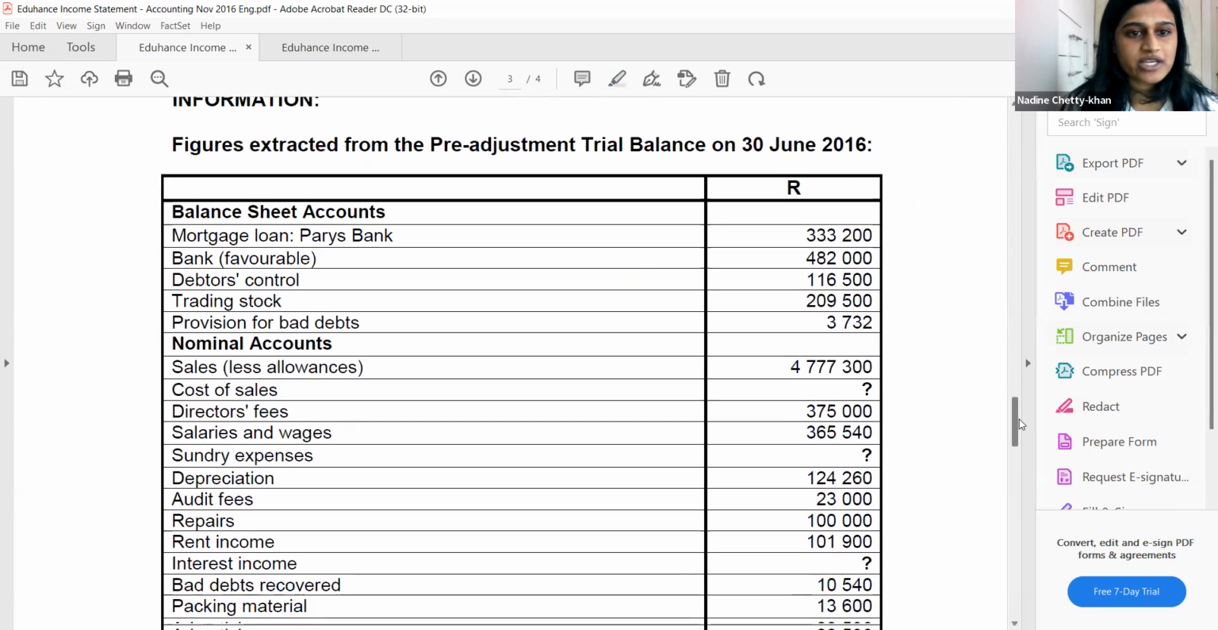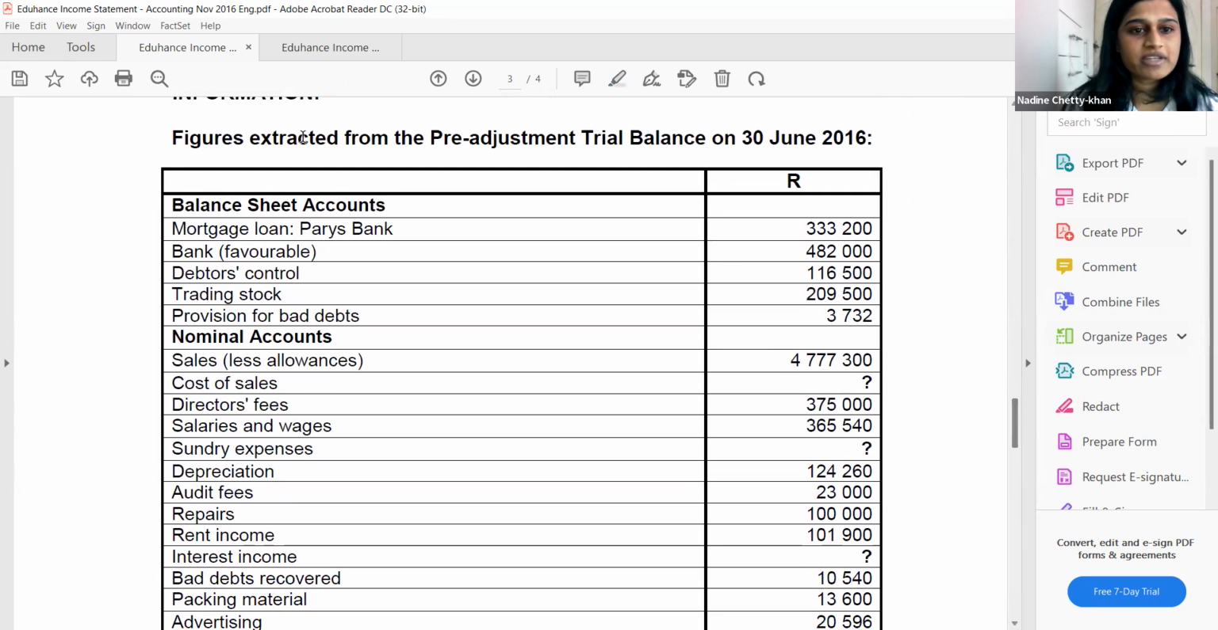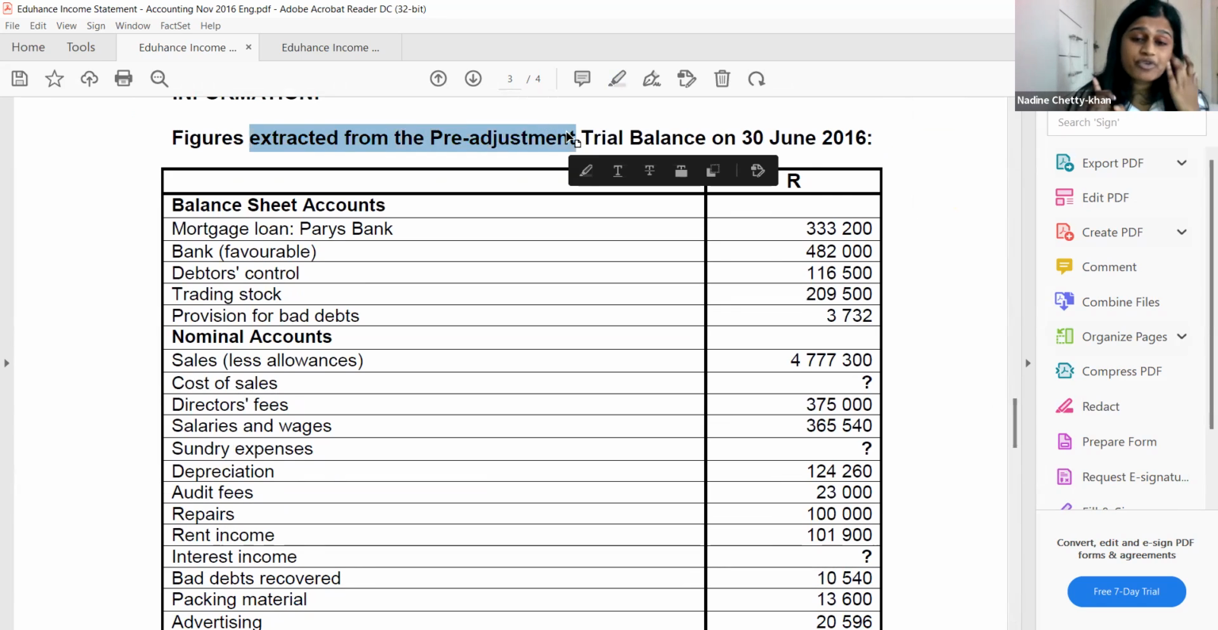Here you're given some figures that we're going to chat through. So you're given figures extracted from the pre-adjustment trial balance. Very, very important. Pre-adjustment means that the numbers below have not taken account of any adjustments as yet. If it was a post-adjustment trial balance, then these numbers would have already included the adjustments in them. You wouldn't have to do any adjustments to the numbers below.